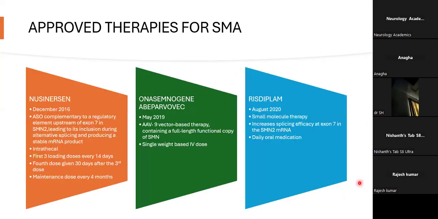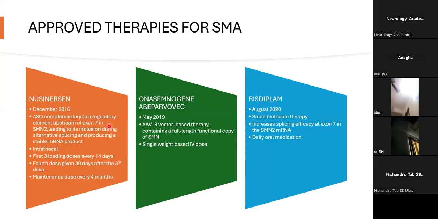So the approved therapies for SMA include, there are currently mainly 3 approved therapies. First is nusinersen. This was approved in 2016. Nusinersen is an antisense oligonucleotide that is complementary to a regulatory element upstream of exon 7 in SMN2. This leads to inclusion during alternative splicing and produces a stable mRNA product. As we have seen in case of antisense oligonucleotides, they do not cross the blood-brain barrier, so intrathecal administration has to be done.